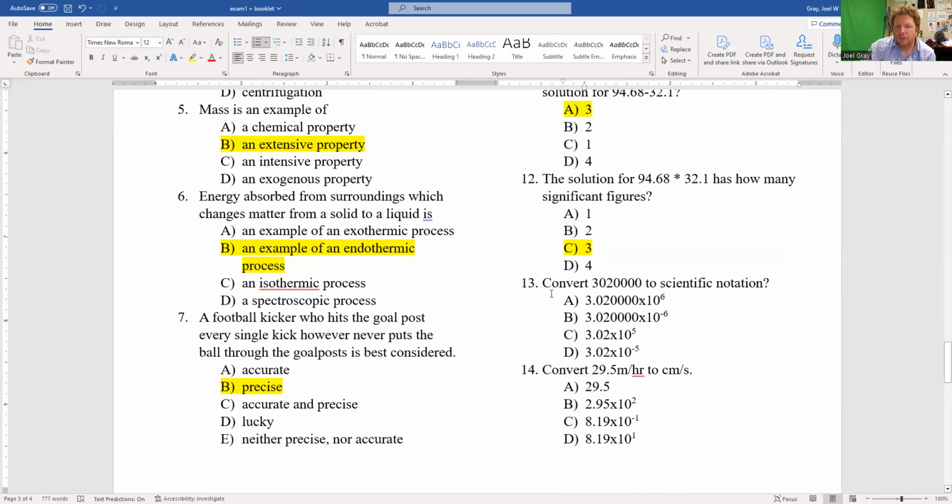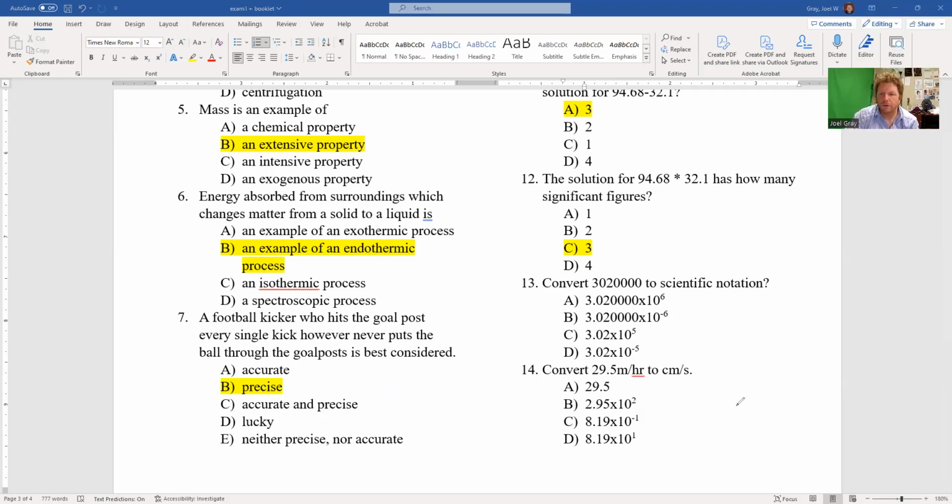Next up is convert 302.0000 to scientific notation. So I'm going to go to the whiteboard again for this.